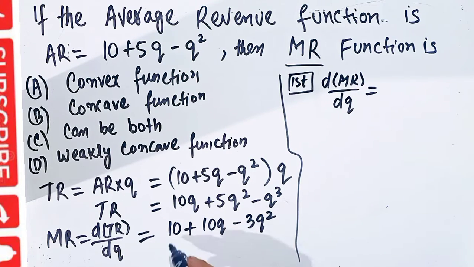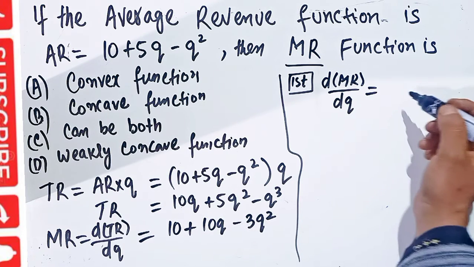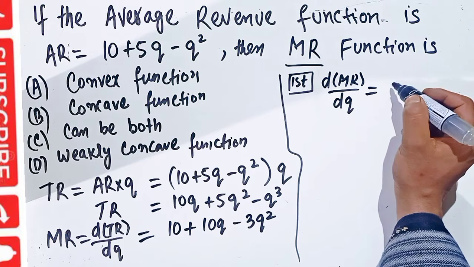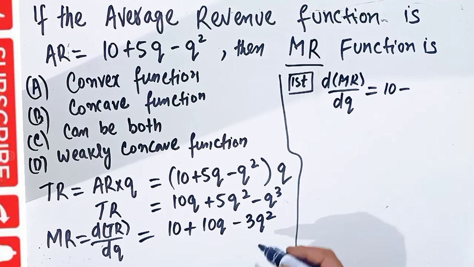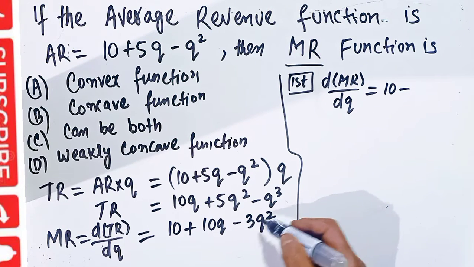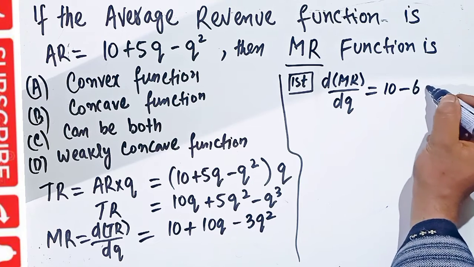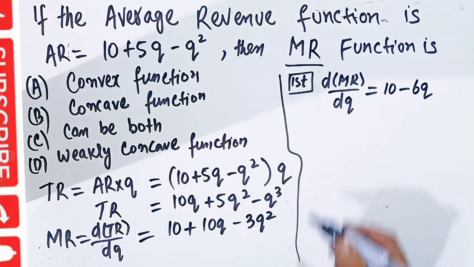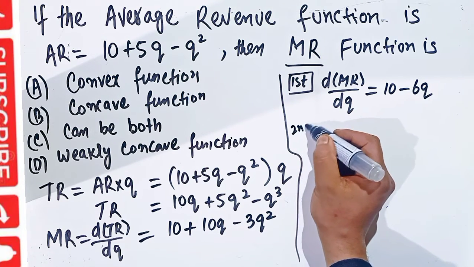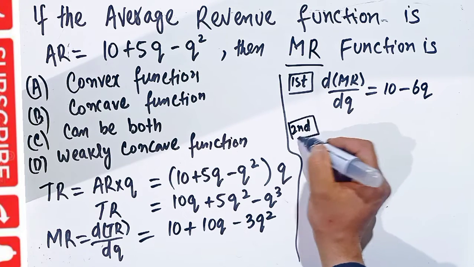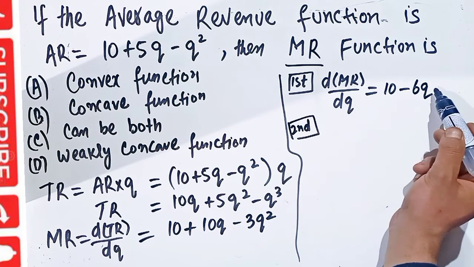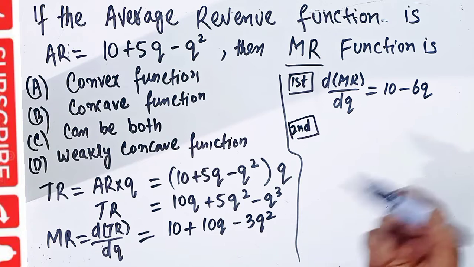So we differentiate this with respect to Q. The derivative of a constant is 0, the derivative of 10Q is 10, minus the derivative of 3Q square, which is 2 times 3, that is 6Q. This is our first derivative. Now what is the second derivative? We differentiate this again to get the second derivative.